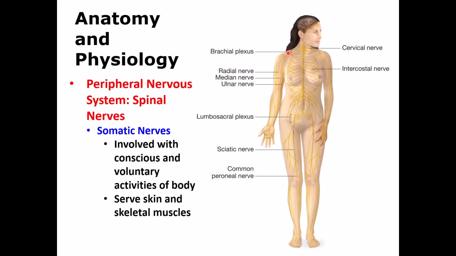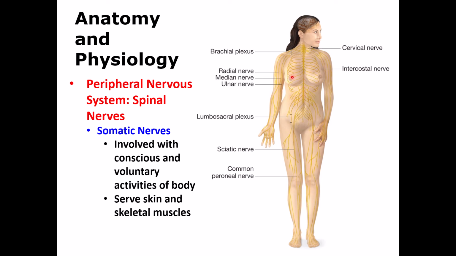And then there is the brachial plexus. The brachial plexus is supplying the upper extremity mainly, and that is coming partially from the cervical area and also from the thoracic area. Then these are the intercostal nerves, which are coming from the thoracic area of the spinal cord.